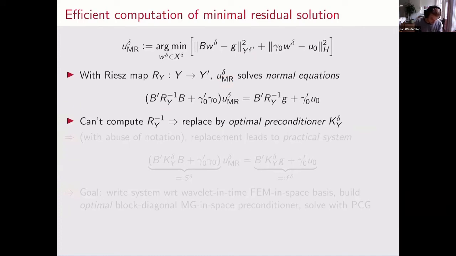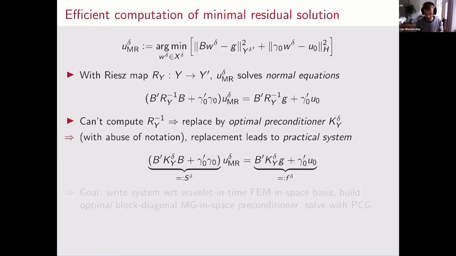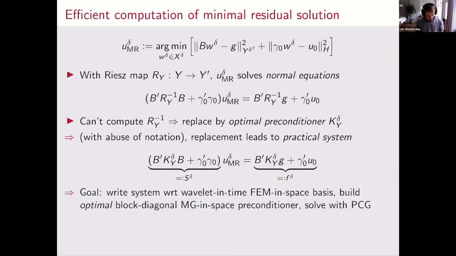What we do is we replace this thing by a preconditioner, and then we end up with a practical system that we can solve. And it's actually, if this thing is an optimal preconditioner, an equivalent system. So with some abusive notation, we end up with this system S_δ u_MR = F_δ that we want to solve. And the idea for the remainder of this talk will be to write this system with respect to a wavelet in time, finite element in space basis, build some optimal preconditioner, which we're then going to solve in parallel very effectively.